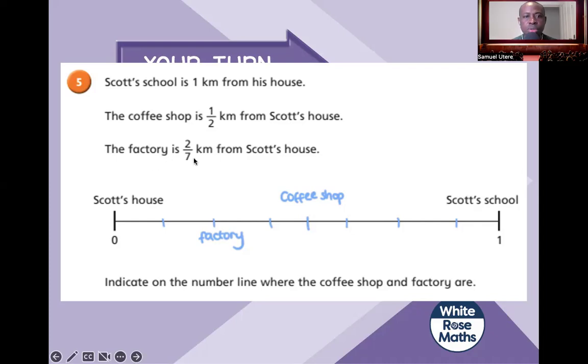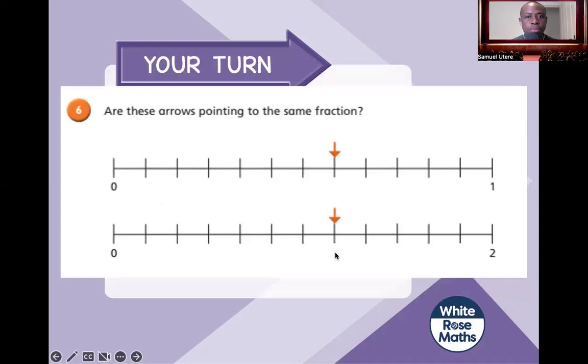Then the factory is 2/7 kilometer from Scott's house. So we're going to need 1, 2, 3, 4, 5, 6, 7. So 7 intervals. I got confused with the halfway point. That's sevenths, so it means 2 sevenths will be the second interval. Okay, all right. Next one.